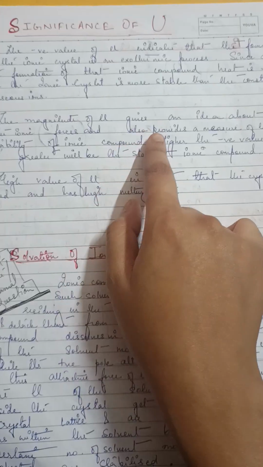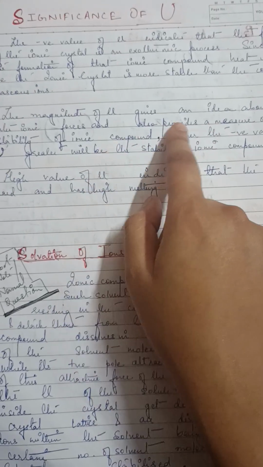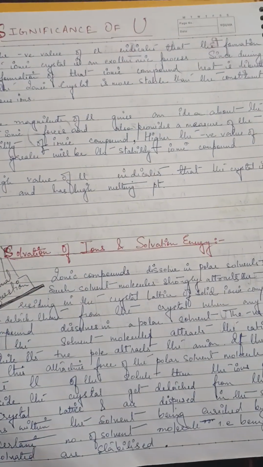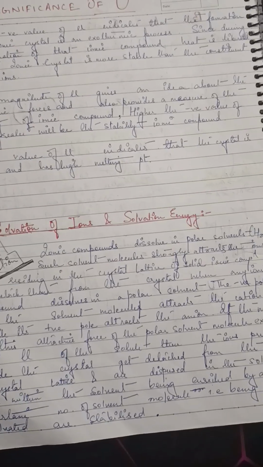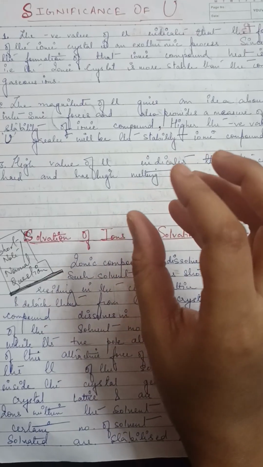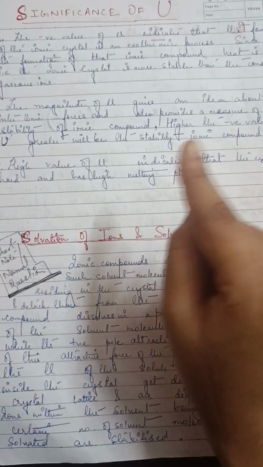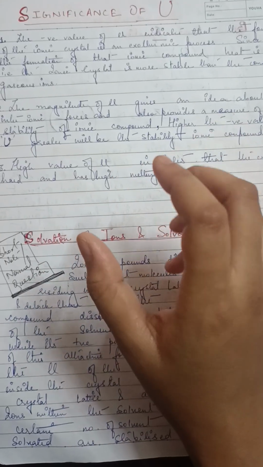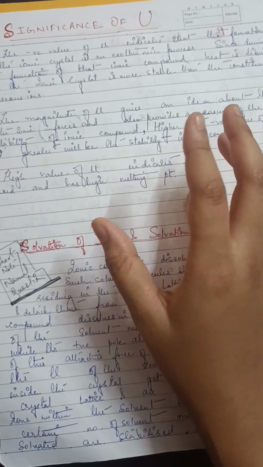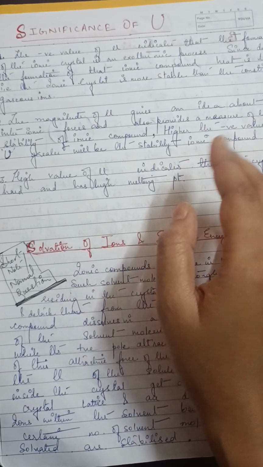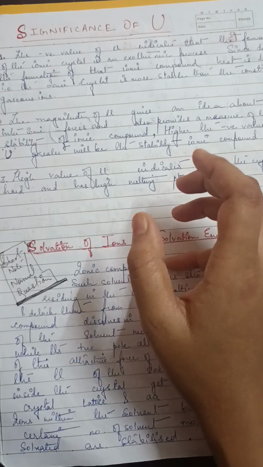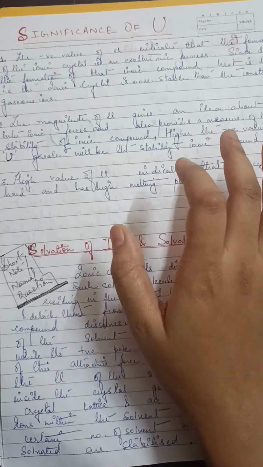The next point is that the magnitude of U gives an idea about the interionic forces and also provides a measure of the stability of the ionic compound. The higher the negative value of U, the greater will be the stability of the ionic compound. A high value of U indicates that the crystal is more hard and has a high melting point. So this is the significance of U.